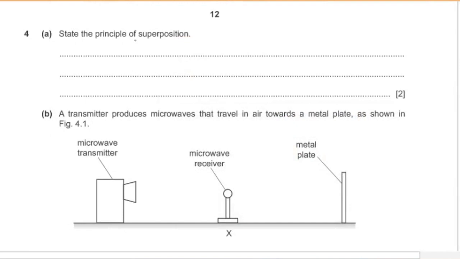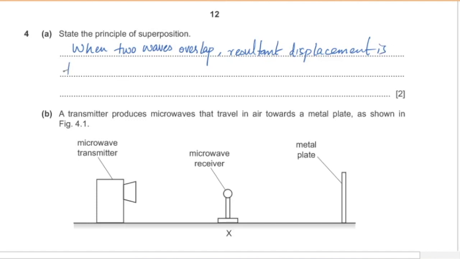Question number 4, part A, state the principle of superposition. So this is when two waves overlap, the resultant displacement is the sum of the individual displacements.